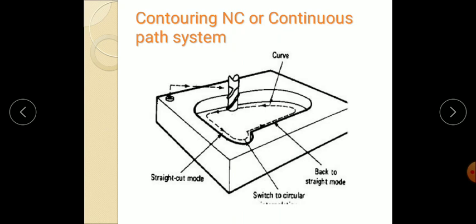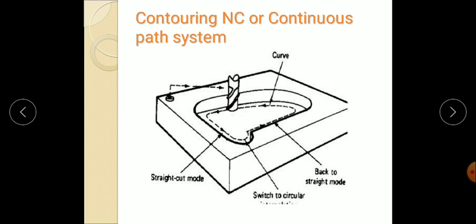So in order to machine a curved path, so this is the curved path. In order to machine a curved path in a numerical control system, the direction of the feed rate must continuously be changed so as to follow the path. So this is the direction you can see it is moving. So in order to control the curved path, the rate of the feed must be changed.